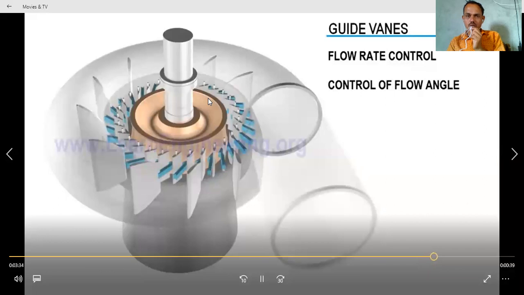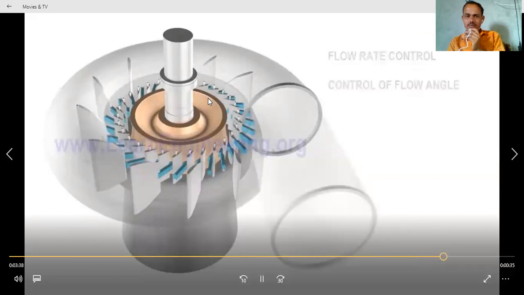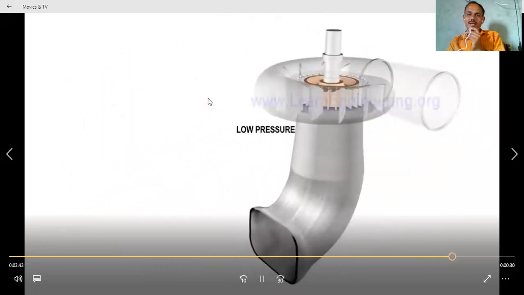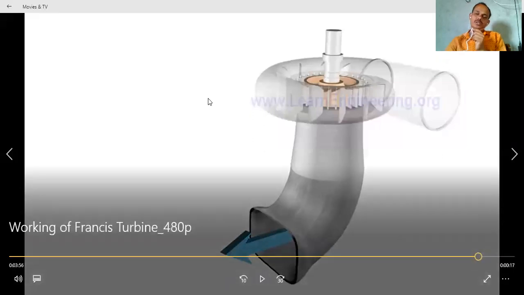These stay vanes are also provided here, which are not shown in the diagram, but stay vanes are small vanes which are near the runner vanes. So when we extract energy, that is pressure energy, from the water, the pressure of water decreases below atmospheric pressure. So when we have to leave the water, we have to increase the pressure of the water. To increase the pressure, draft tubes are used.